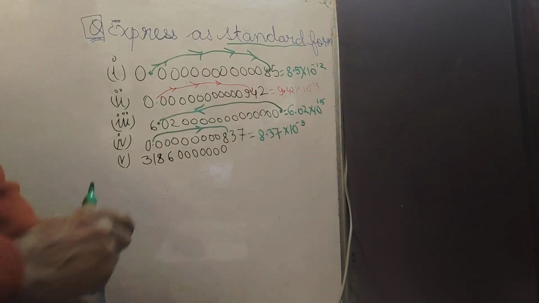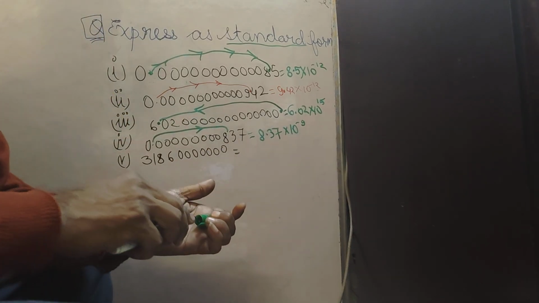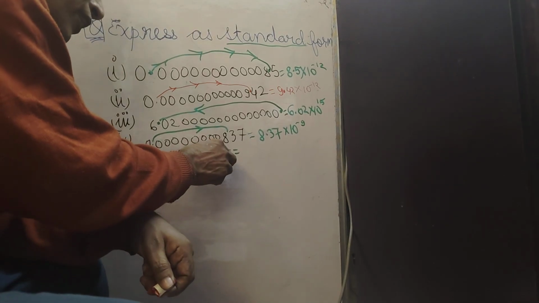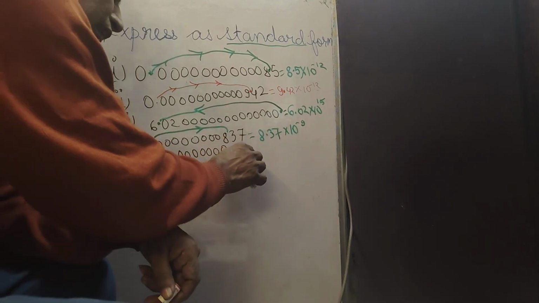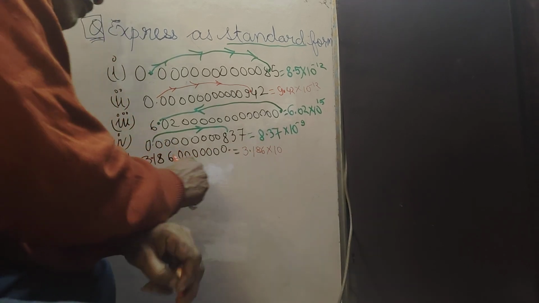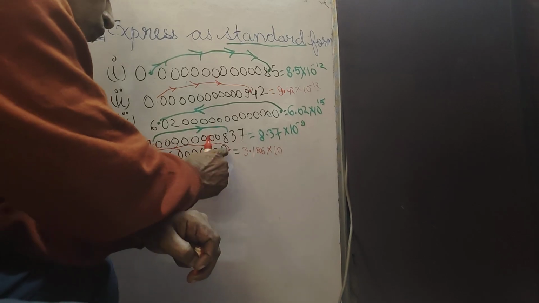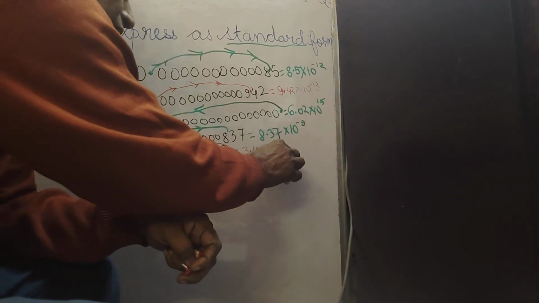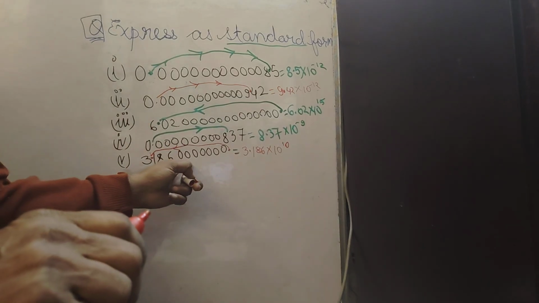And the fifth one is 318600000000. So it can be written in positive exponent. Here the decimal is at the last, and this decimal comes after 3. So shifting the decimal here makes 3.186 times 10 raised to the power. How many digits are we shifting? That we can count here. So 1, 2, 3, 4, 5, 6, 7, 8, 9, 10. So we write 10 raised to the power 10, and since we are shifting toward the left side, we write a positive exponent.